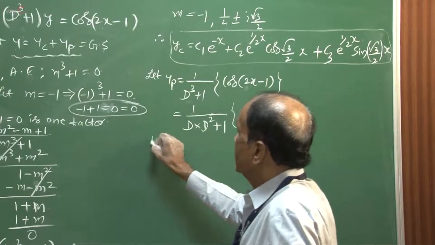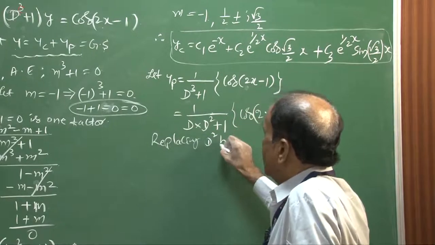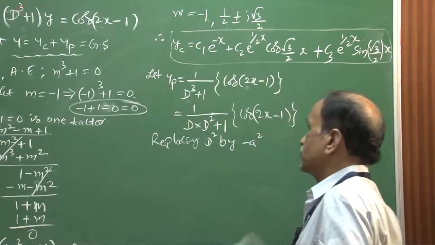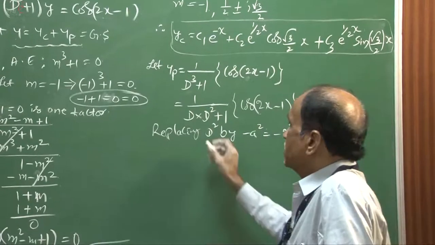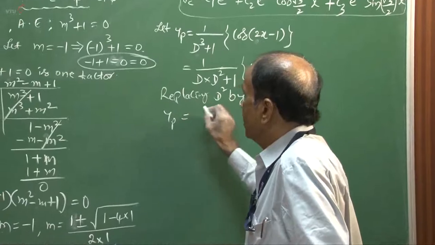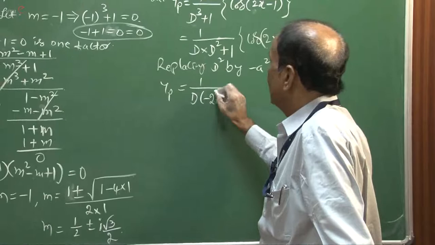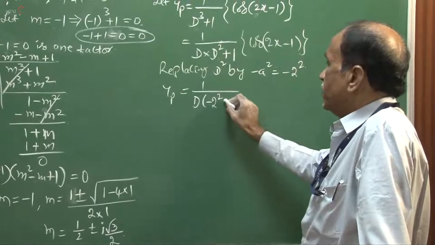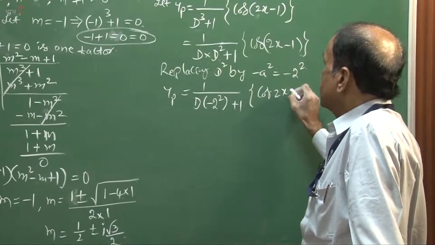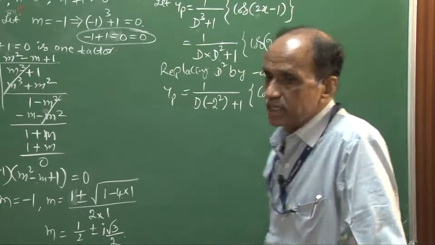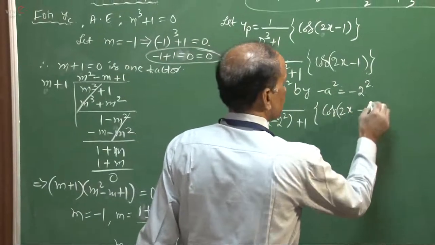Therefore, replace D square by minus a square. What is that minus a square? Minus 2 square. Therefore, this yp takes the value 1 divided by D into minus 2 square plus 1, operating on cos of 2x minus 1. Correct? Cos of 2x minus 1. This is cos of the angle.